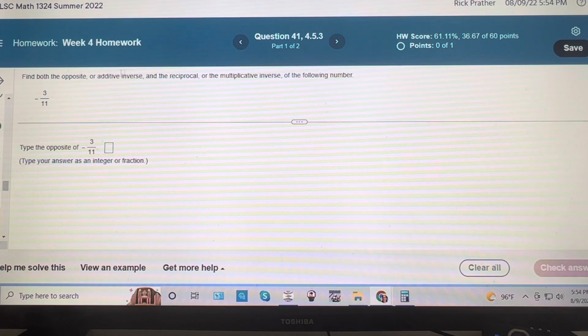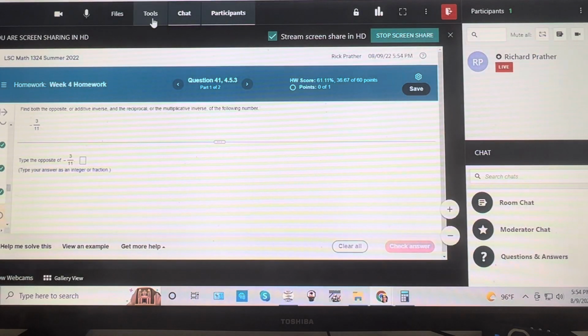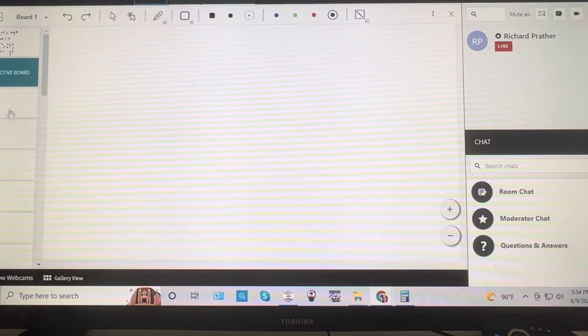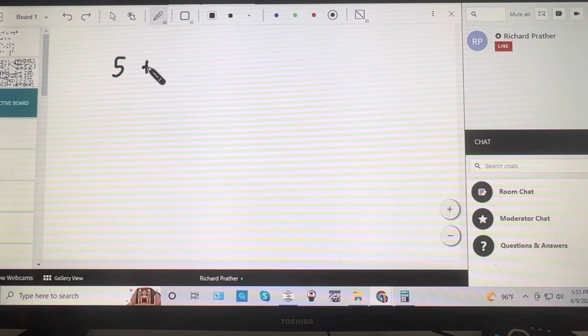So additive inverse and multiplicative inverse are different concepts. And it depends what you have for the original number, but if you have the number 5, the additive inverse is what do you add to that so that you get the identity of addition, which is 0. And 5 plus negative 5 adds up to 0. So this is called the identity.